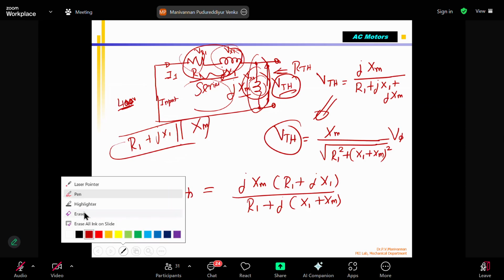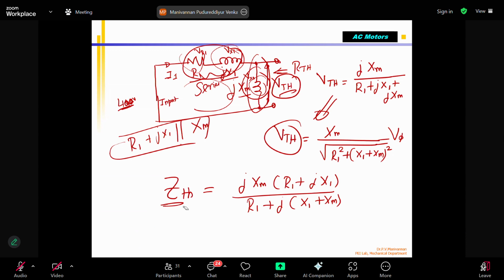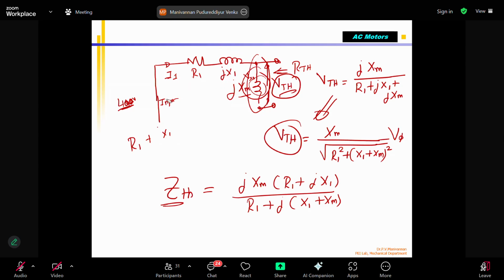Okay. So I am just showing the methodology of how I found this. There is nothing to get confused about. I'm just showing what it is, nothing more than that.